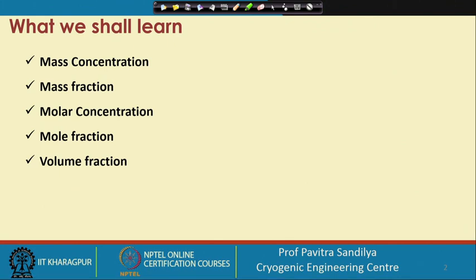After learning about these concentrations, we shall be doing a few numerical problems to illustrate how we shall be determining and converting these various types of concentrations. Let it be understood that even though this concentration may be in different types of units, different types of definitions, it is very much possible for us to convert one type of concentration to another type of concentration.